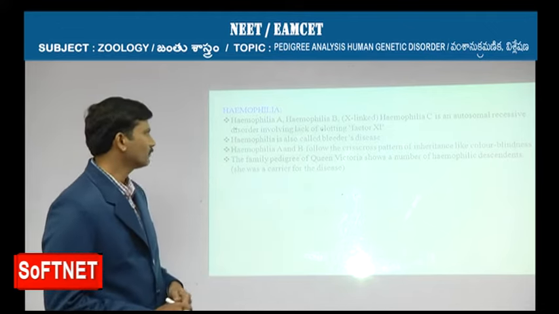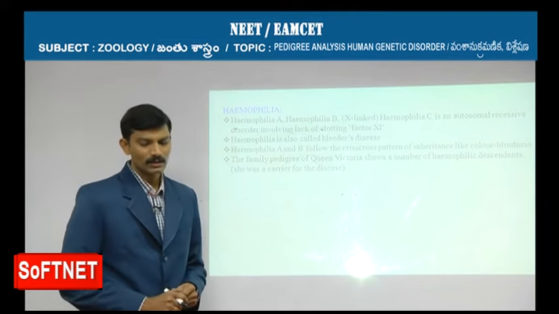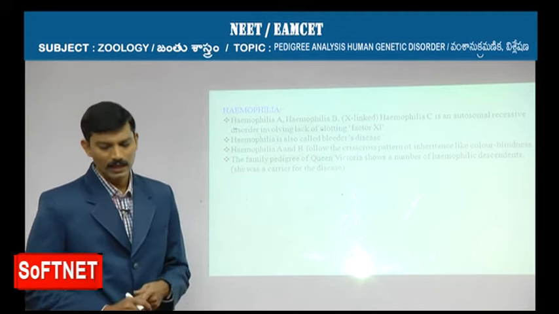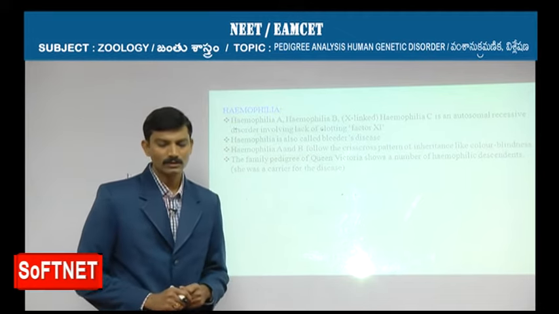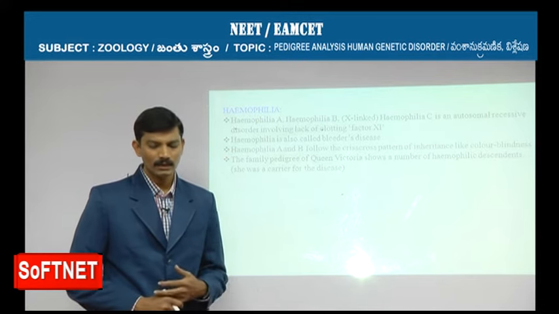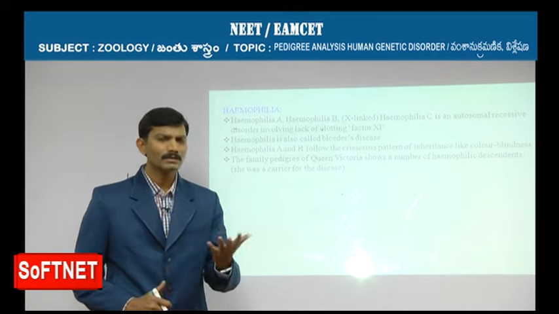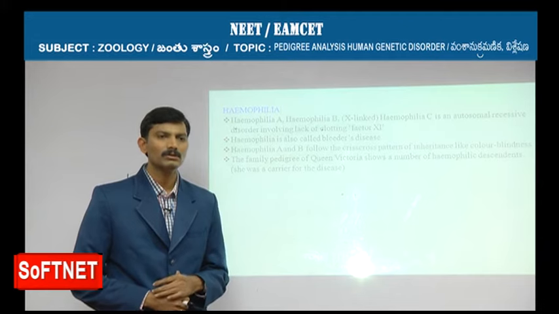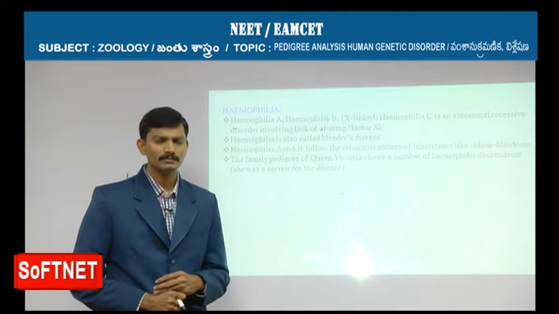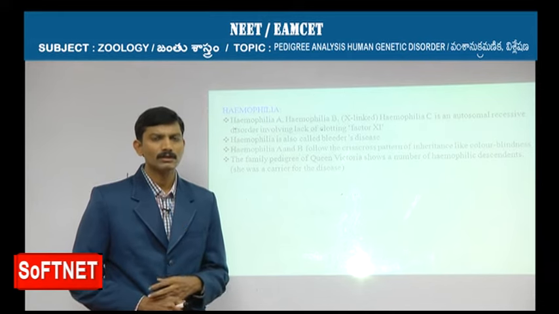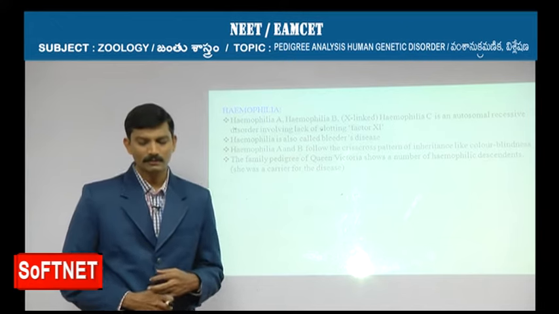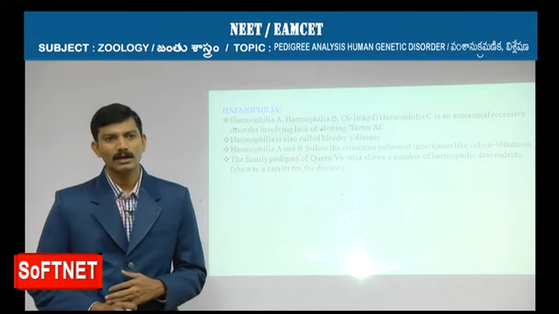First one is hemophilia. Hemophilia is caused by the deficiency of factor 8 and factor 9, and based on that, we classify it into hemophilia A and hemophilia B. Hemophilia C is also present, but it is an autosomal recessive one. Whereas the first two are X-linked recessive disorders, which are caused due to a defect in the synthesis of the factors, that is, the 8th factor and the 9th factor.